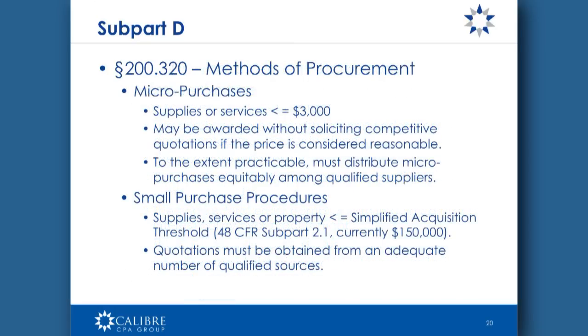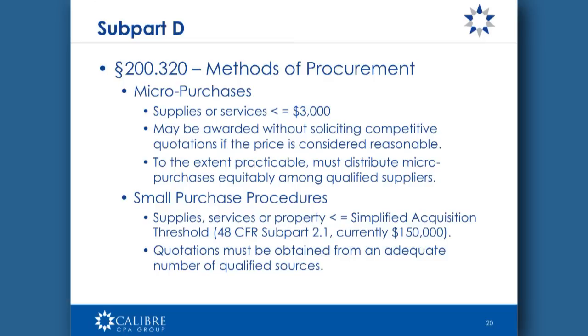So there are different methods of procurement that they put into the new super circular. Three different levels, I guess, five different methods. One, micro purchases, so things under $3,000. Very small purchases, right, and there's no need to get a competitive bid process.